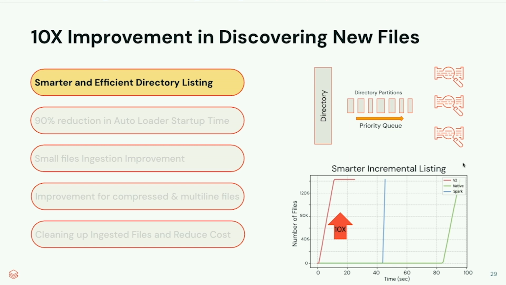In this graph, what it is showing is that the red line, which is our newer directory listing, can discover the new files upfront and doesn't have to wait for the whole directory to be listed. That improves the performance significantly. So if you have a large number of files in your directory, we are able to get that in much lesser time.